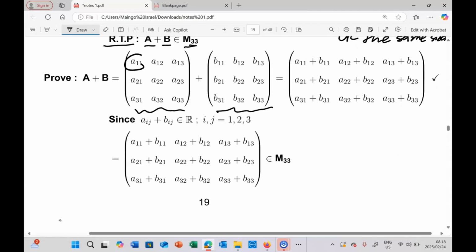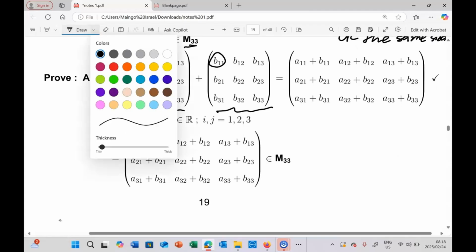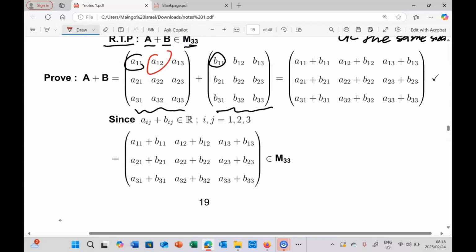That is, this one plus this one, this one plus this one. We add the corresponding entries. That's why we have got a11 plus b11, a12 plus b12, a13 plus b13, like that, and like that. So that's what we have here.